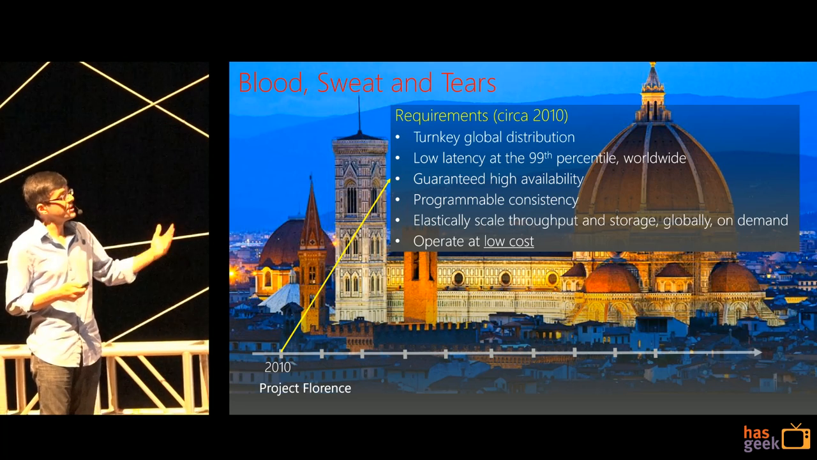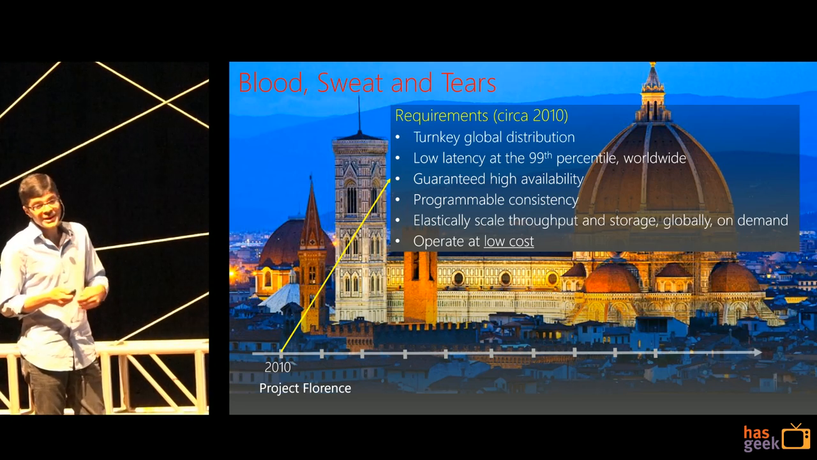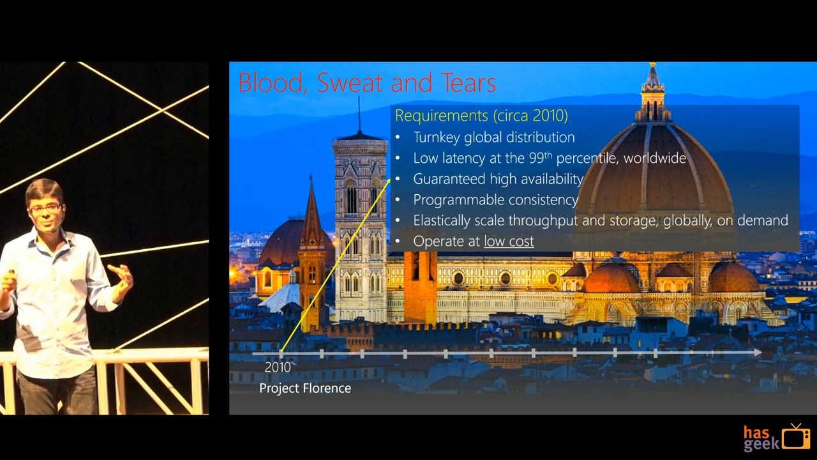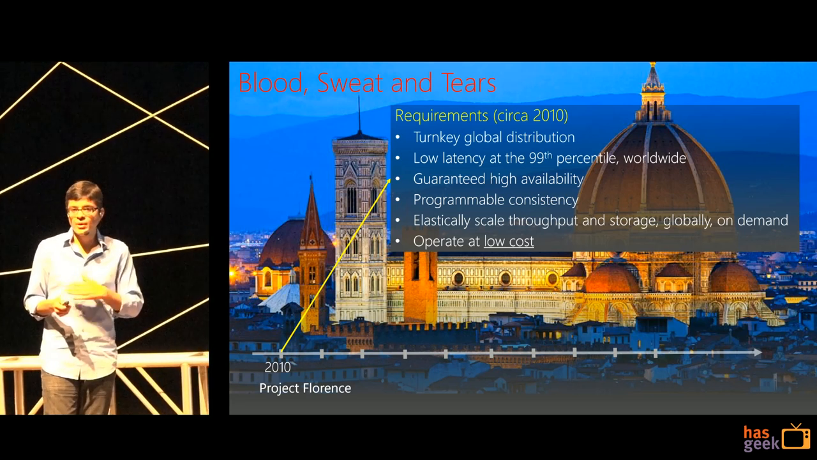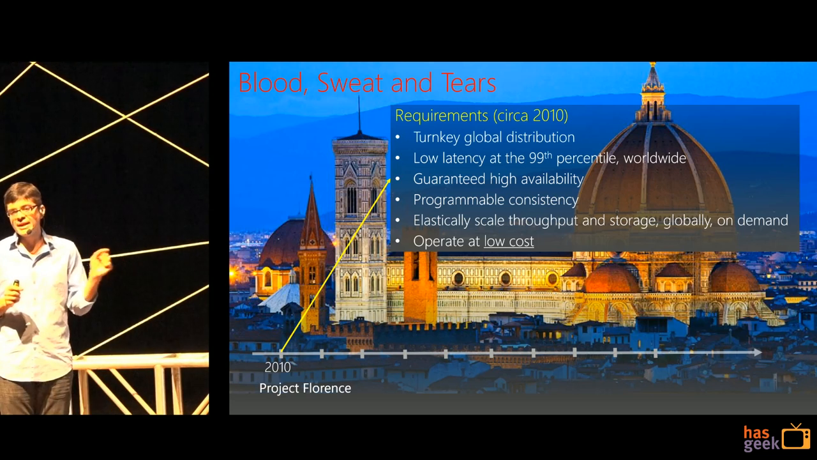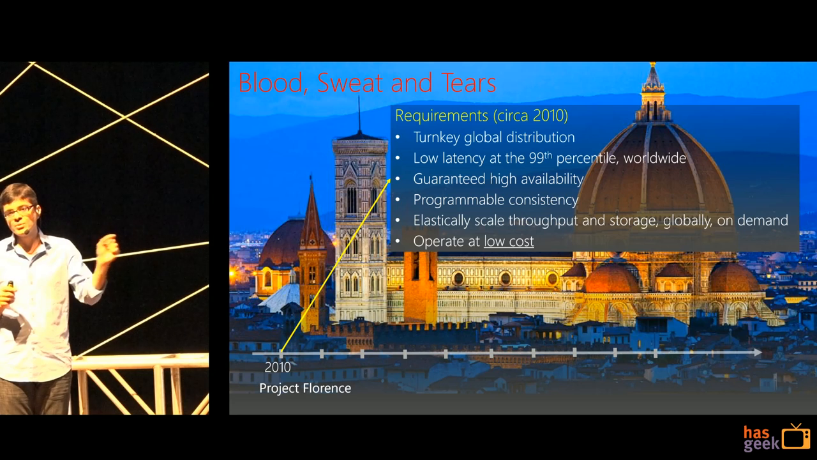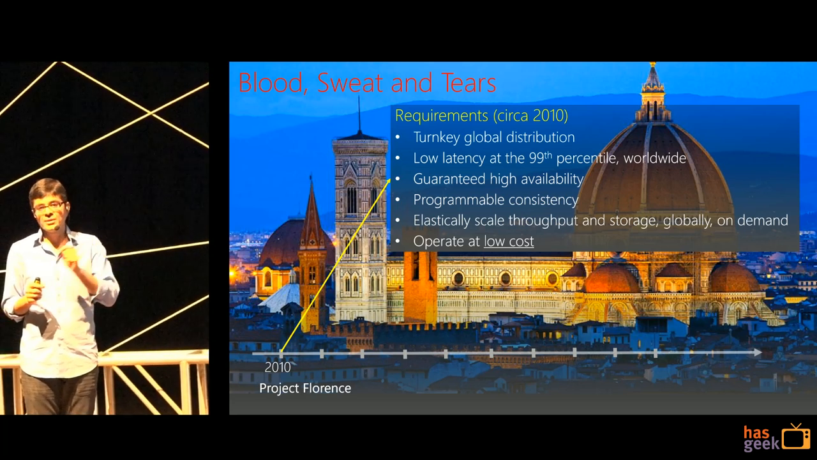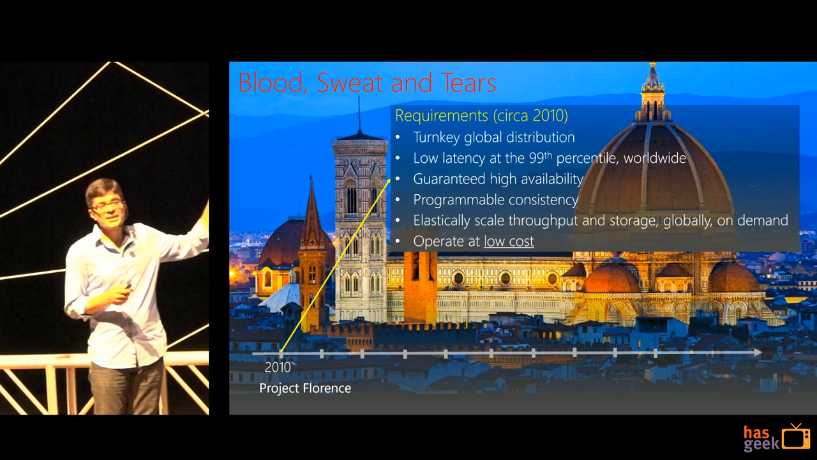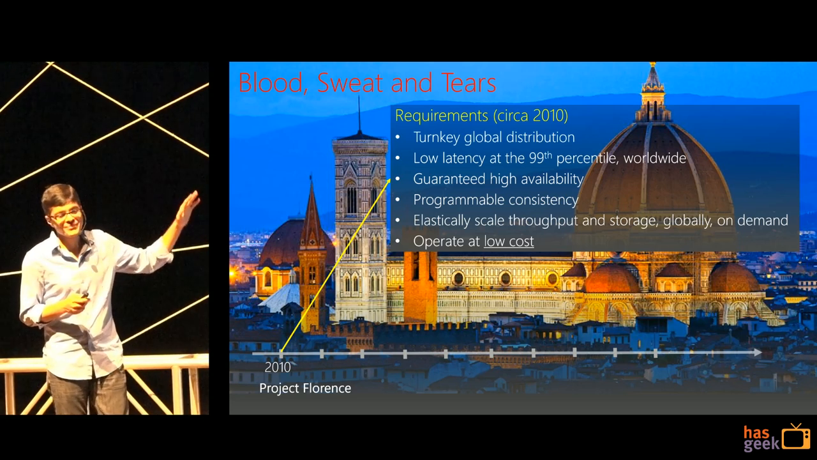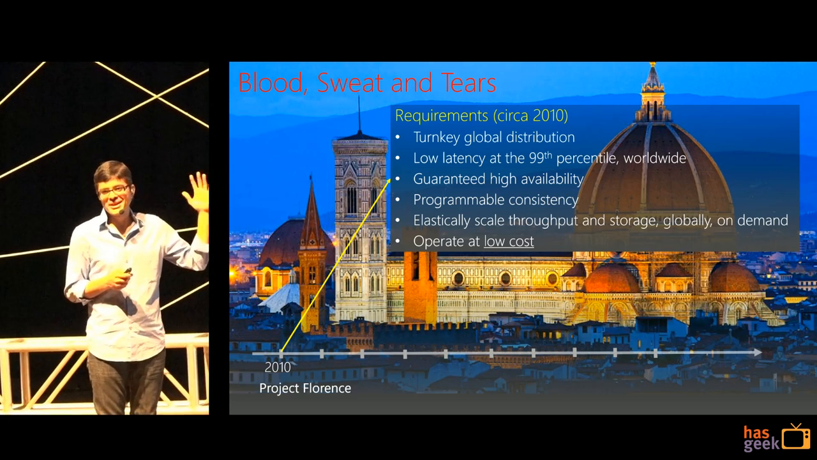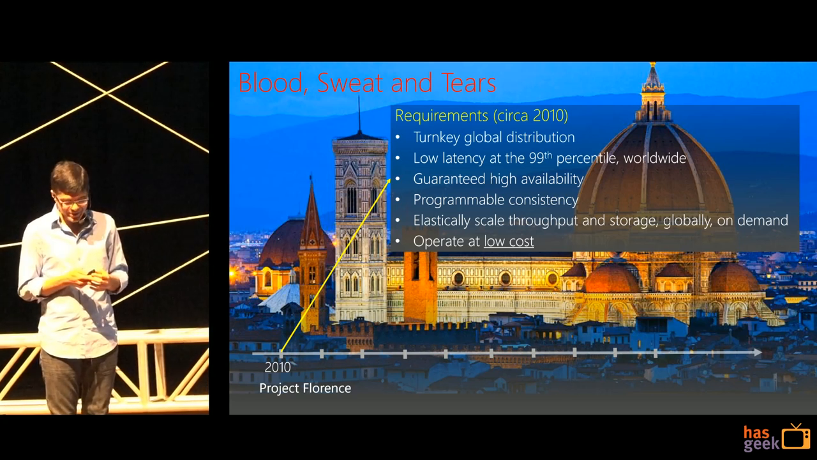So they wanted programmability. They wanted to elastically scale throughput and storage worldwide and pay only for the throughput that they need. So depending on the workload spikes, they wanted to programmatically scale out, scale back the throughput across the world at different times, across different regions. And all of these things, these applications wanted at really, really low cost. So this was the laundry list. This was the requirement list that we started with.